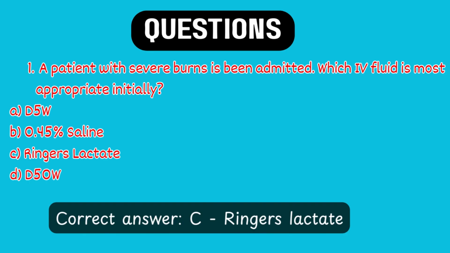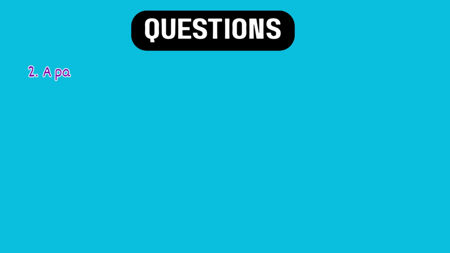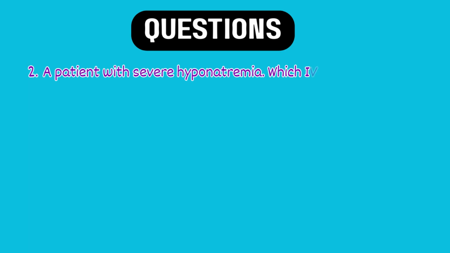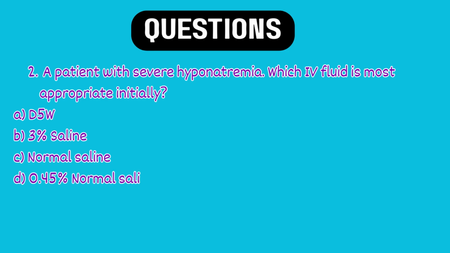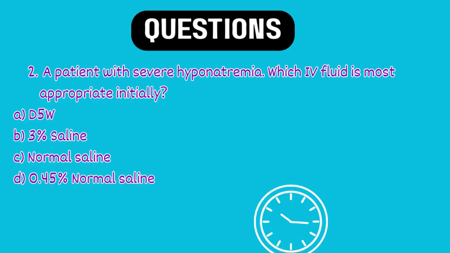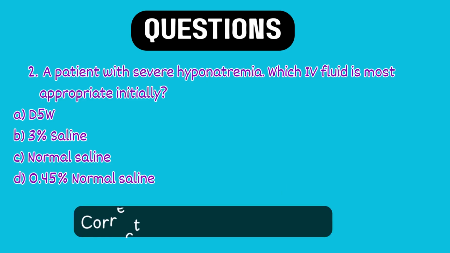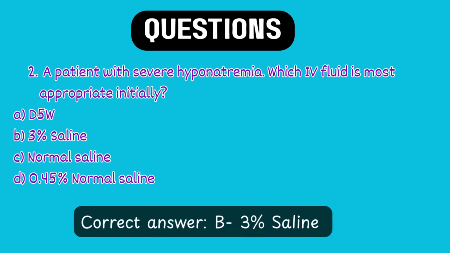The reason is because a burn patient needs isotonic fluid with electrolytes. 2. A patient with severe hyponatremia and seizures comes in. Which fluid are you going to administer? A. Dextrose 5% water, B. 3% normal saline, C. normal saline, D. 0.45% saline. What will be your answer? If you mentioned 3% normal saline, then you are correct.